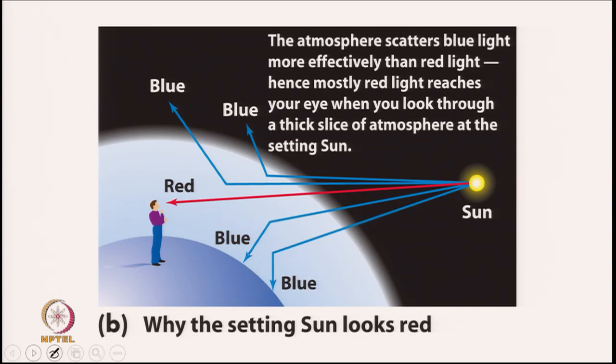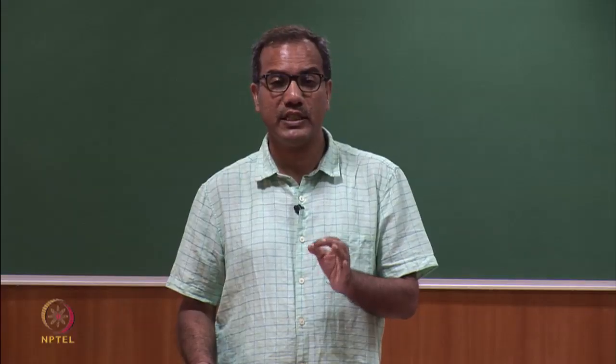On the other hand, if you look at the sun or sky when the sun is setting or rising, what will happen is you are not looking at scattered light. It is unscattered light which is reaching our eye.